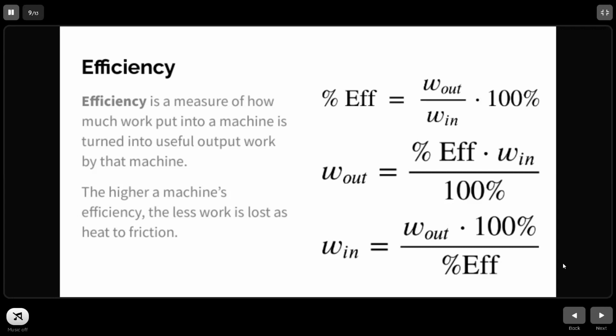How do you find the efficiency? It is the work output over the work input. When I ask you for the percent of efficiency, you tell me it is the work output over the work input times 100%.